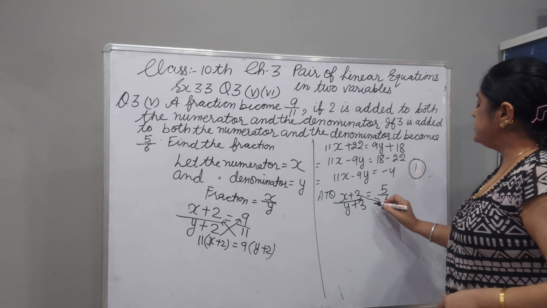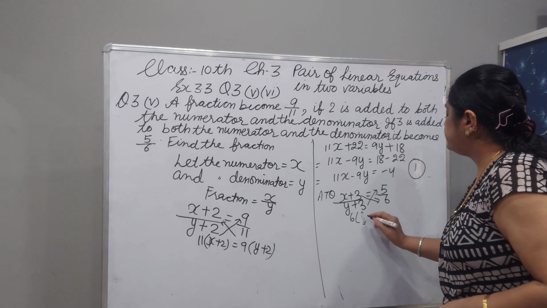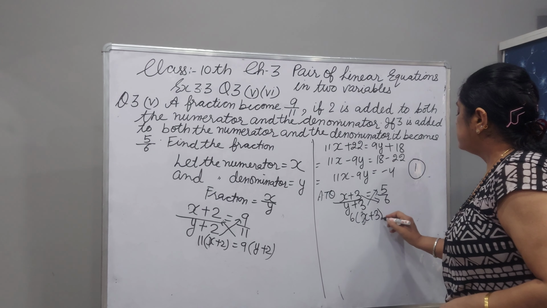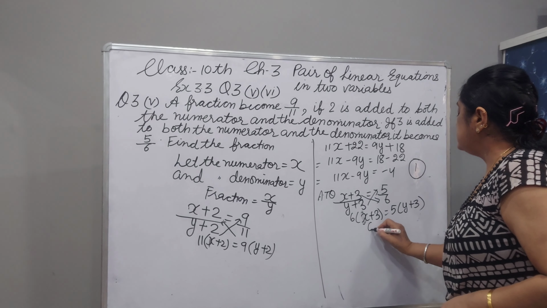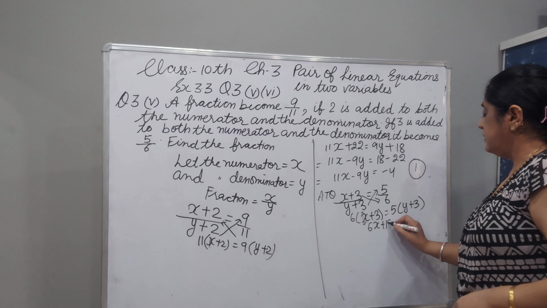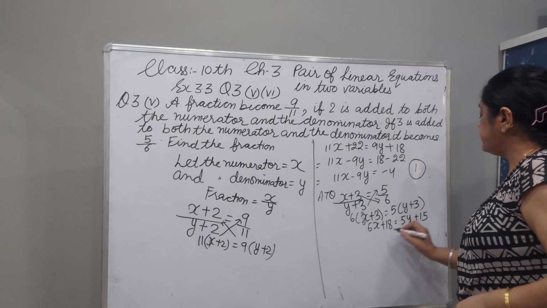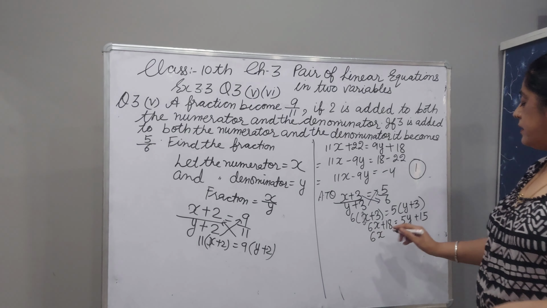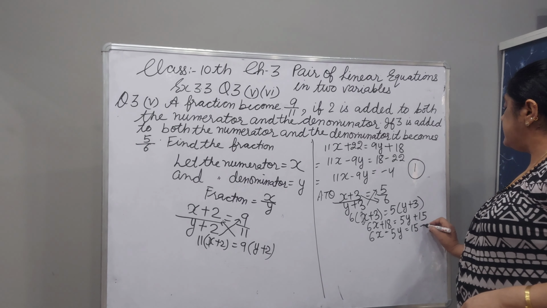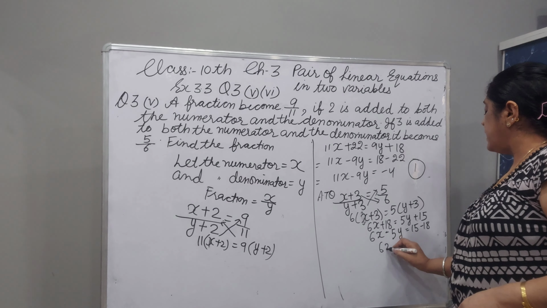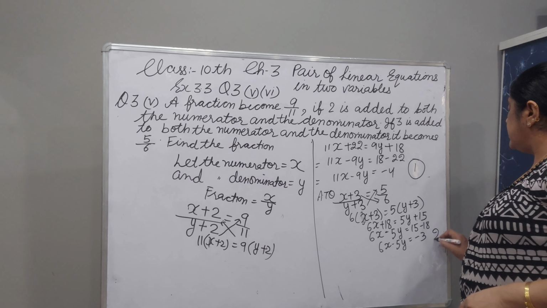Again cross multiplication. 6 times (x plus 3), 5 into (y plus 3). 6x plus 18, 5y plus 15. 6x, this 5y comes here with a negative sign, and 15 minus 18. 6x minus 5y is equal to minus 3, that is equation number 2.